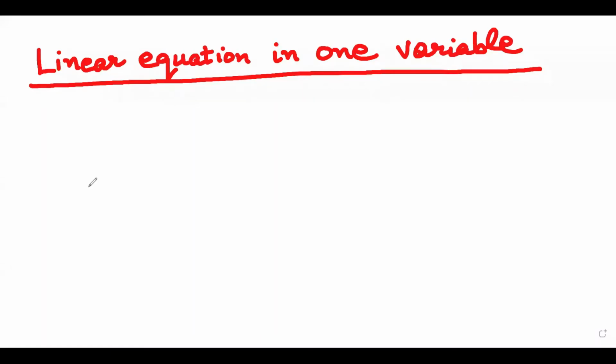So today I am going to solve a linear equation in one variable. We'll be understanding what it means to be linear, and what it means for an equation to have only one variable. A linear equation means that the maximum power of any variable is one, and only one variable is present, with no other symbols like A, B, or C. It can be represented by any letter, like A, B, C, or any alphabet.